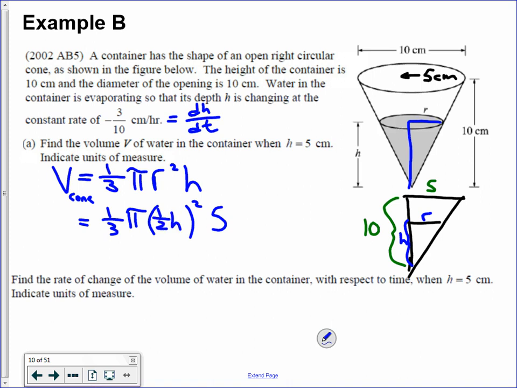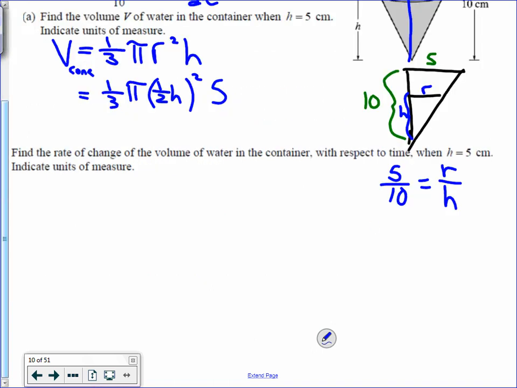Okay, but to get at that, you could set up a proportion. You could say 5 is to 10 in the big triangle as, what would it have to be in the little one? R is to h. And then once you cross multiply and solve for r, you have 10r equals 5h. So r equals 1/2 h.